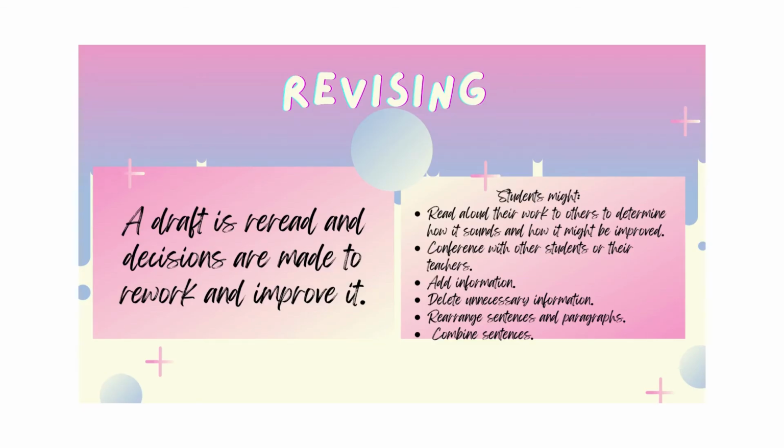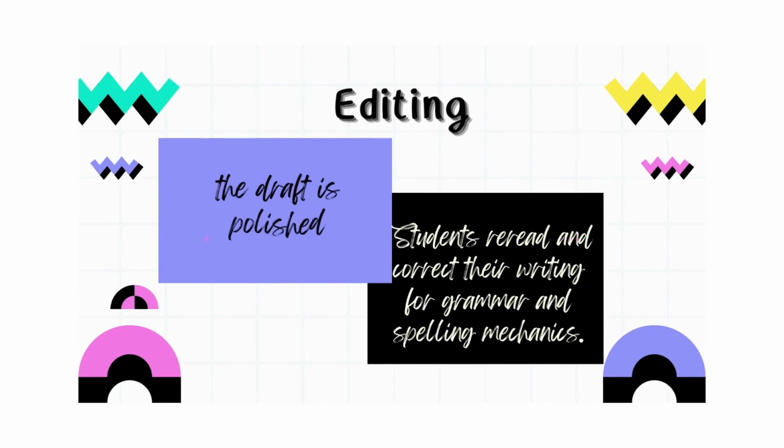Next is revising. A draft is reread and decisions are made to rework and improve it. Students may read aloud their work to others to determine how it sounds and how it might be improved. Conference with other students or their teachers, they can add information, delete unnecessary information, rearrange sentences and paragraphs, and combine sentences. Next is editing. This is when the draft is polished. Students reread and correct the writing for grammar and spelling mechanics.